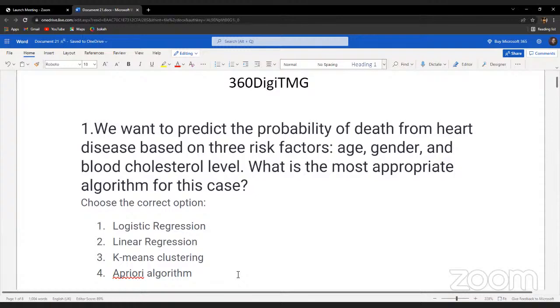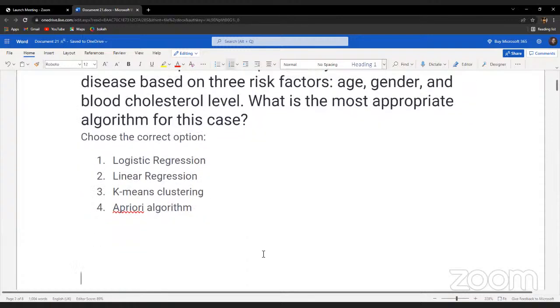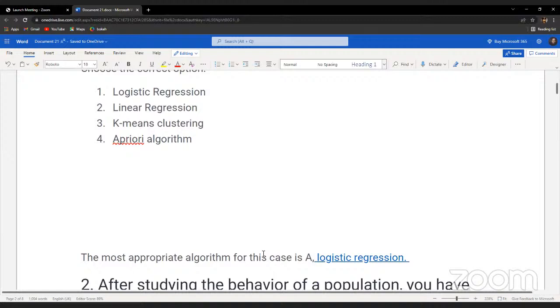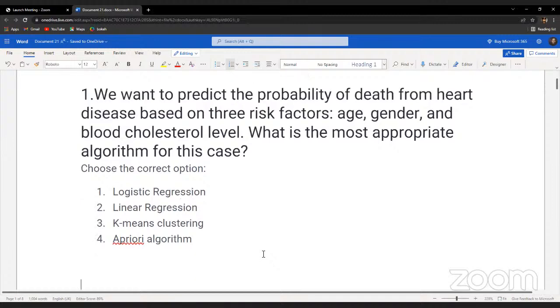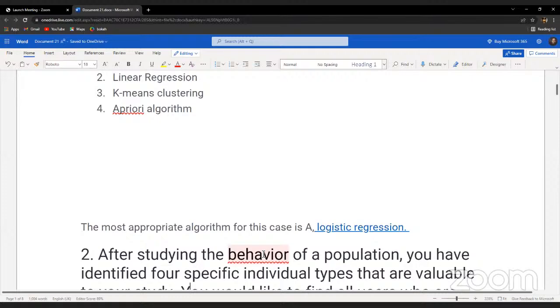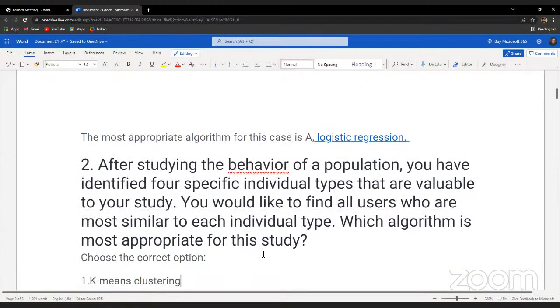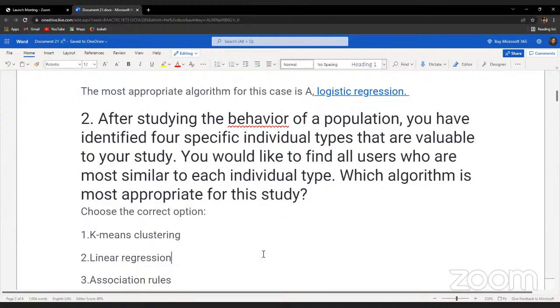Now, the answer: the most appropriate algorithm for such cases is logistic regression, which means by using logistic regression, we can predict the probability of deaths due to heart disease based on the three different factors. By considering all those factors, the most appropriate algorithm to choose is logistic regression.